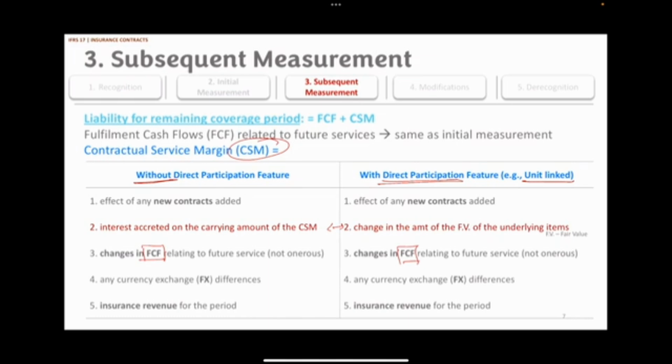Four other components that should be adjusted in the CSM value are: any changes for new contracts that should be added into the group of insurance contracts, and unwind of interest income. At the initial recognition, we discounted future cash flows for time value of money. Now it's time to unwind and recognize them into the CSM. Then adjust for any foreign currency differences, foreign exchange differences, and finally amortize CSM into the P&L. This is the insurance revenue for the period. When it comes to contracts with a direct participation feature, the treatment is very similar, except instead of interest unwind, here changes in fair value of the underlying items are captured into the CSM.